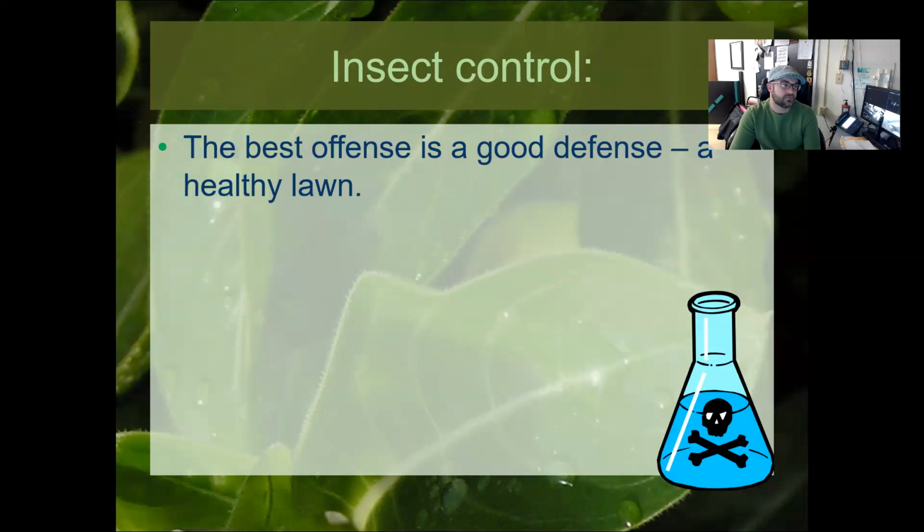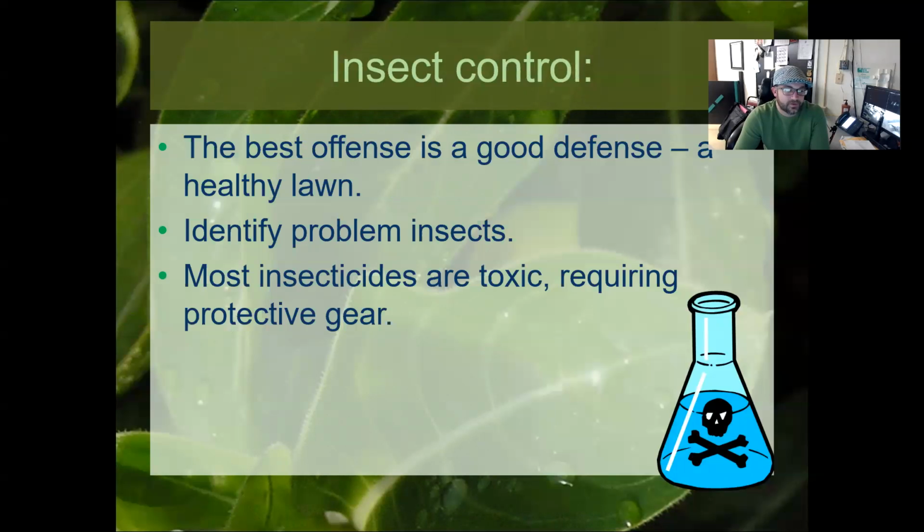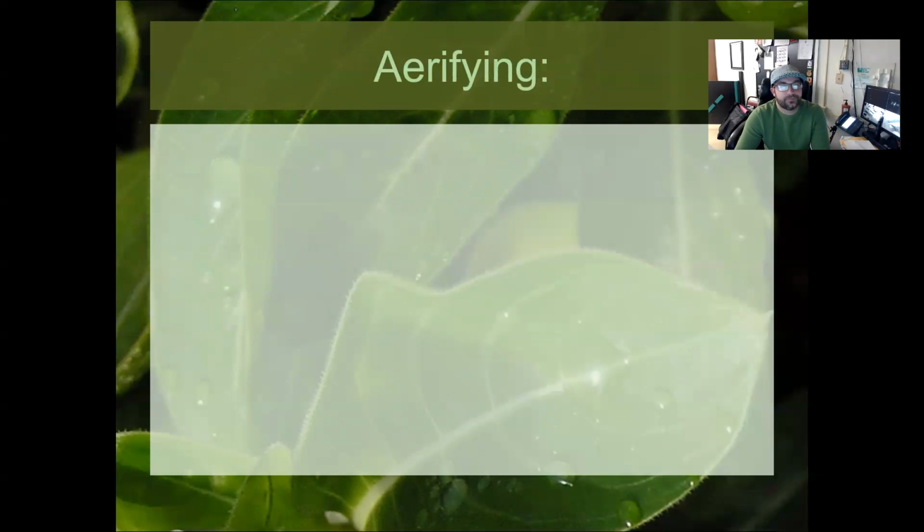Insect control: the best offense is a good defense, and that will create a healthy lawn. So you're fertilizing and putting down different herbicides and fungicides. That will help in the long run, but always read the label because you don't want to go too far with it. Identify problem insects. Most insecticides are toxic, requiring protective gear. Wear the proper PPE. Read and follow label directions.